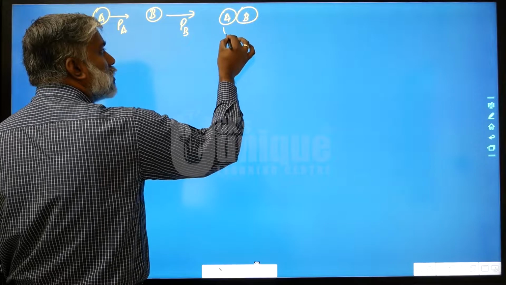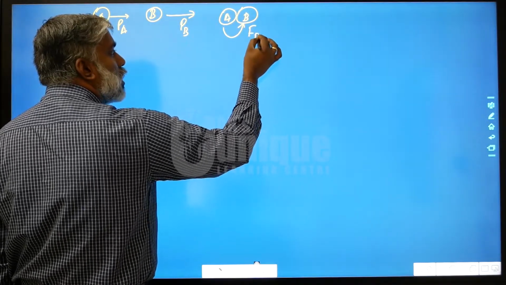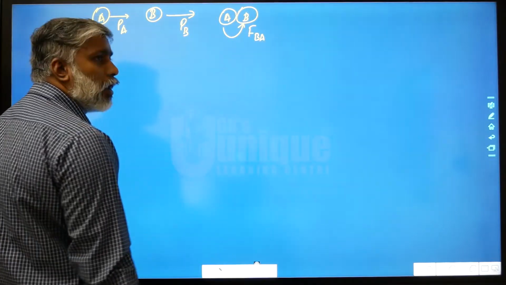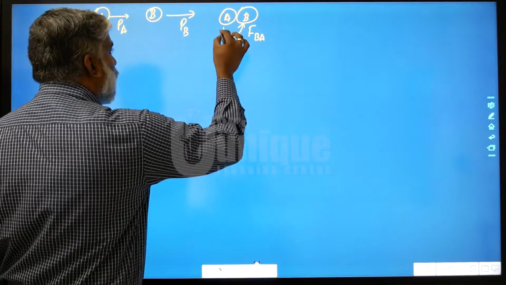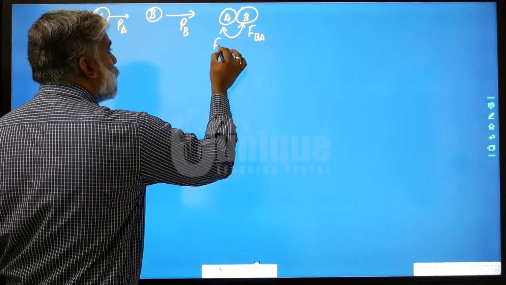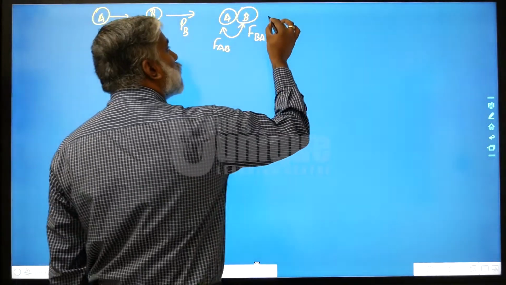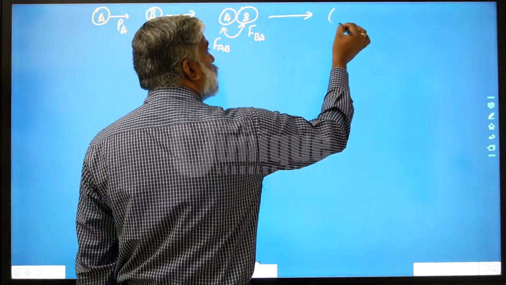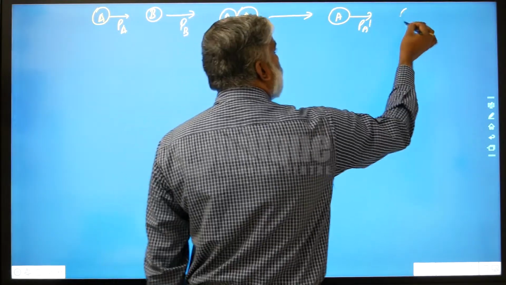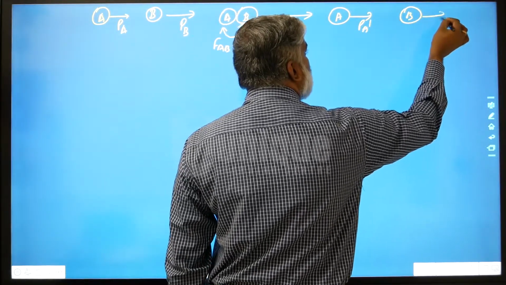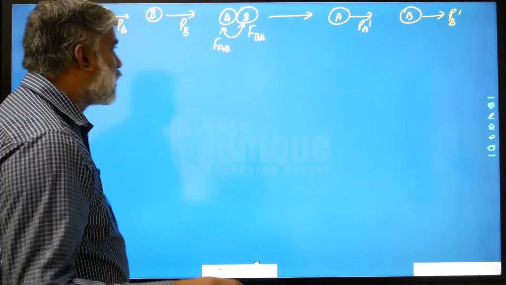At the time of collision, A will exert a force on B. It is called FBA. And by third law, B will exert an equal force in the opposite direction to A. I name it FAB. Okay. Then what is the next? After collision, they move along the same straight line with the new momenta PA dash and PB dash respectively. No problem. Story is very clear.